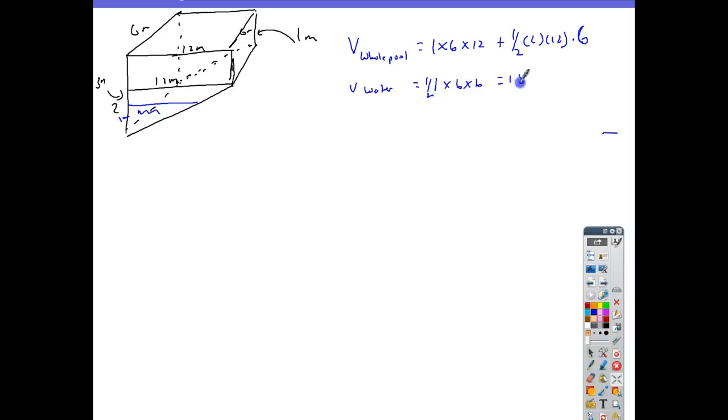So currently there's 18 meters cubed of water. And this is the total water. So that would be 6 times 12 plus 0.5 times 2 times 12 times 6, which is 144 meters cubed. So the percent filled in would be 12.5% of the pool is filled in.